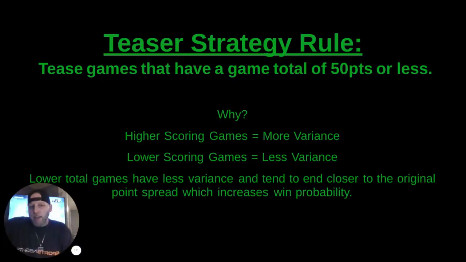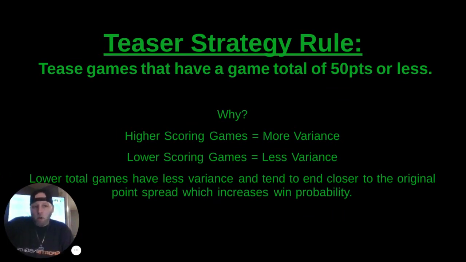Historical data can show us the average difference between the point spread and the actual margin of victory for games. So games with an over-under of 51 points or more have an average final score margin of 12.5 points. But on games with an over-under of 50 points or less, the average final score margin is only 9 points. So in other words, games with a total of 50 points or less have lower variance and will tend to fall closer to the original listed spread, making it more likely to cash a teaser either way. So we want to tease games with a full game total of 50.5 points or less.